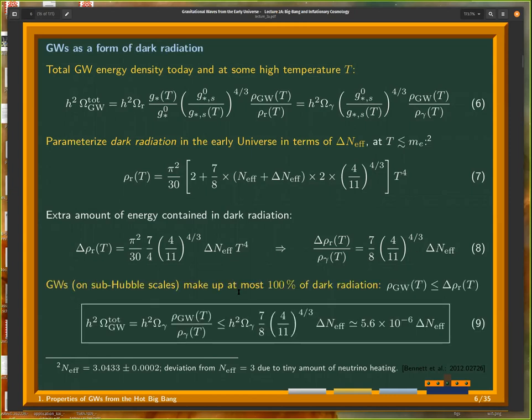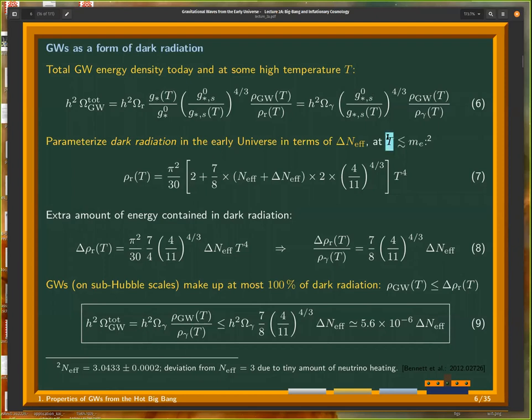All right. So now the statement is that if gravitational waves are around at these early times, at these temperatures, then obviously they can only make up at most 100% of dark radiation. So the amount of dark radiation is quantified by delta N effective, but as soon as I put some value for delta N effective, gravitational waves can account for at most 100% of that. So we know that gravitational waves can be at most as large as this delta rho radiation, which is controlled by delta N effective. Okay, so now we can go back up to the very first line here.